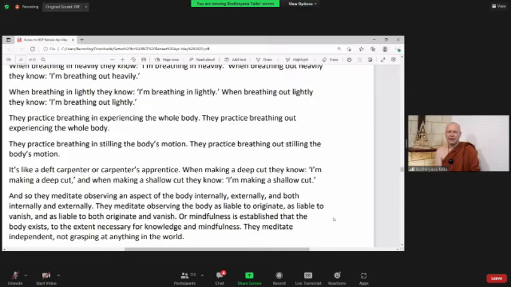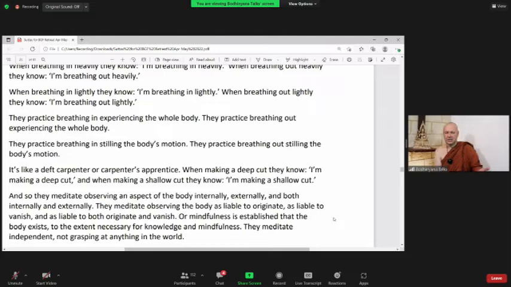Now, then you have the second part, originate, vanish, and both originate and vanish. Well, that is more like insight. It's more like seeing things according to reality, yeah? So it makes sense that the second part should then come after samadhi. It's a deeper aspect of satipatthana practice, yeah? It kind of makes sense.